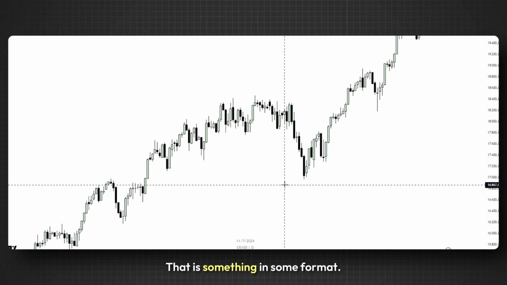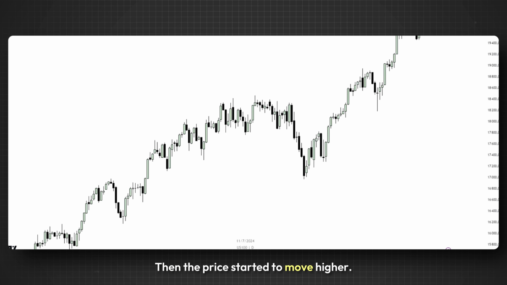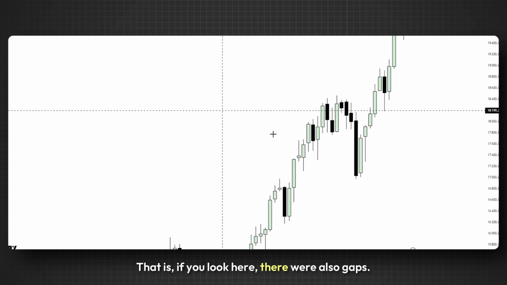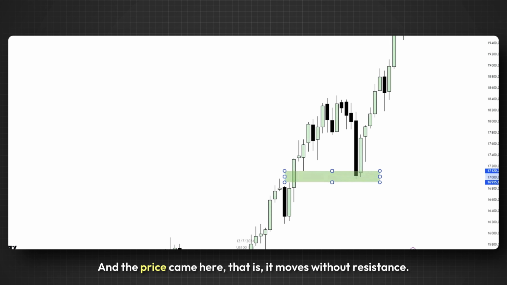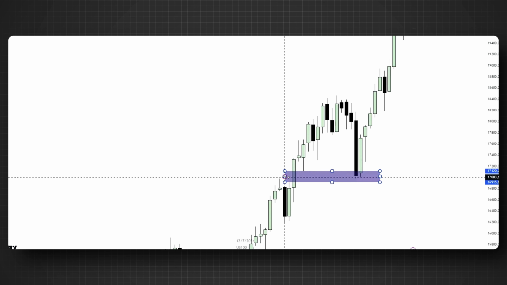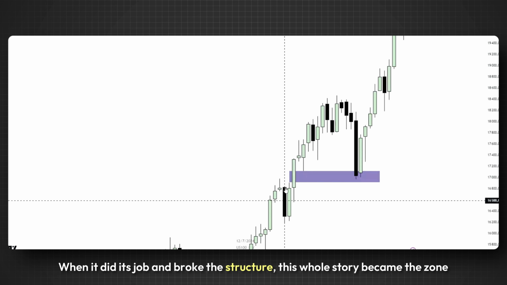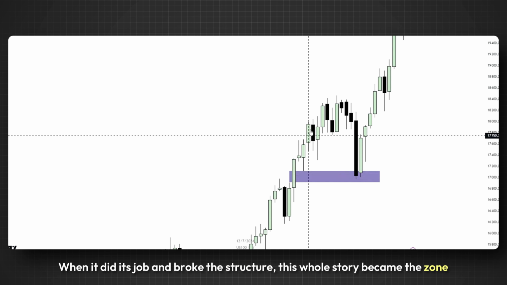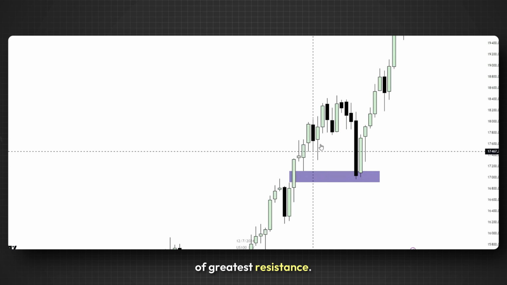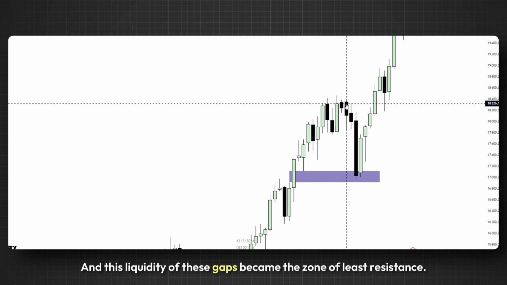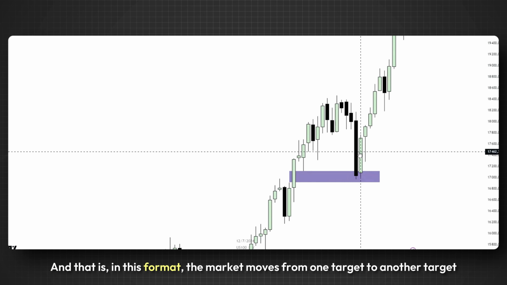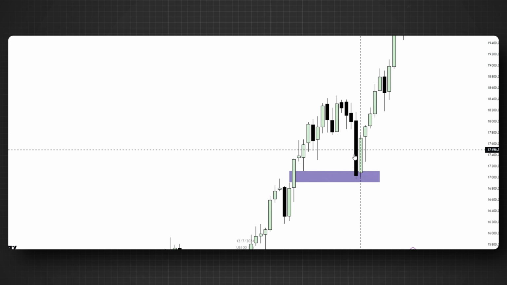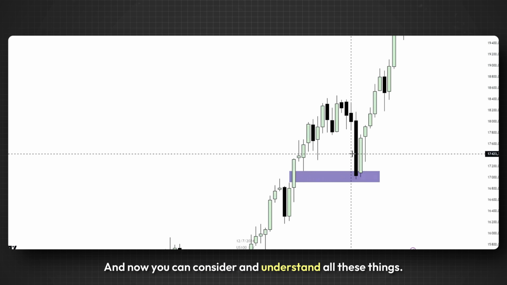That is something in some format. Then the price started to move higher. That is, if you look here, there were also gaps, and at the moment this zone became the zone of least resistance. And the price came here, that is, it moves without resistance. When it did its job and broke the structure, this whole story became the zone of greatest resistance. And this liquidity of these gaps became the zone of least resistance. And that is, in this format, the market moves from one target to another target alternately. And now you can consider and understand all these things.